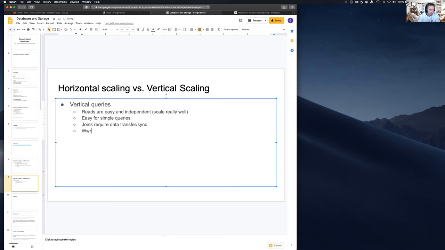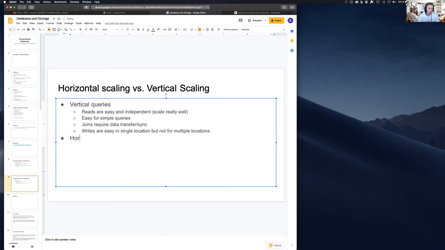And then writes. If I have my table in a single database and I'm writing to that table, that is easy. But the original table had more attributes, which means normally the write will affect more than one table, because I split it. Some of those logical splittings will work better than others. Writing into a single table is of course easy, but writing across multiple locations and multiple tables is not that easy. So writes are easy in a single location, but not across multiple locations.